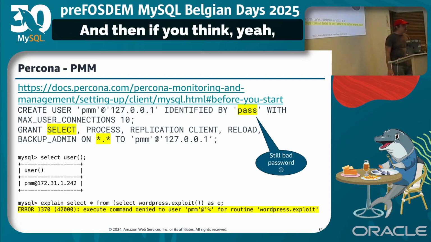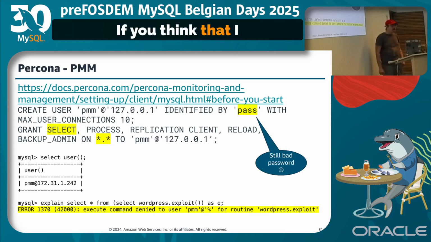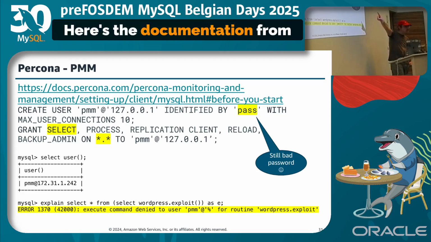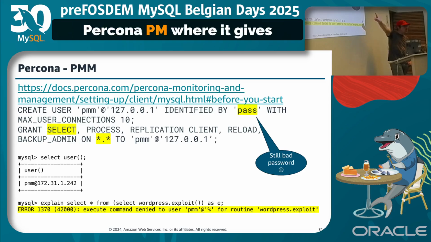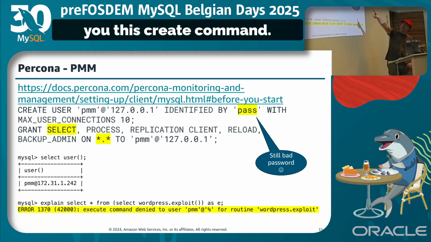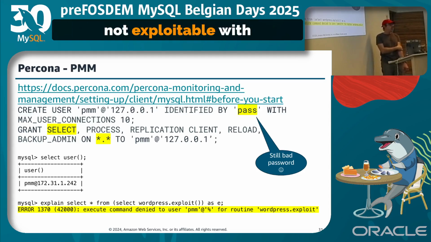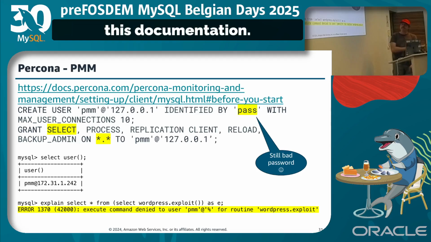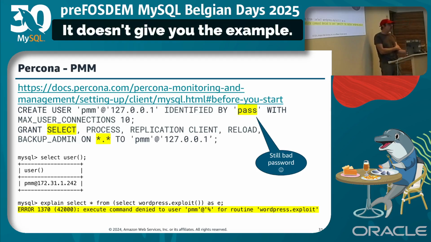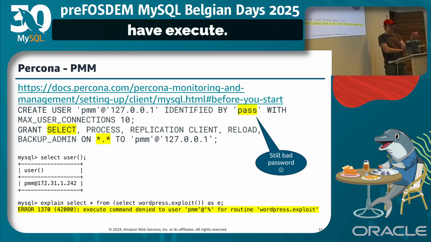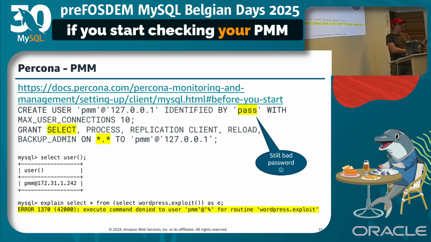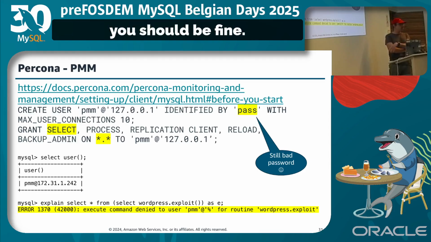And then if you think that I really made it up, here's the documentation from Percona PMM, where it gives you this create command. This is patched, right? So the good thing is that it's not exploitable with this documentation. It doesn't give you the example. The example doesn't have execute. This is good. If you follow it, if you start checking your PMM installation right now, you should be fine. But having this is bad.